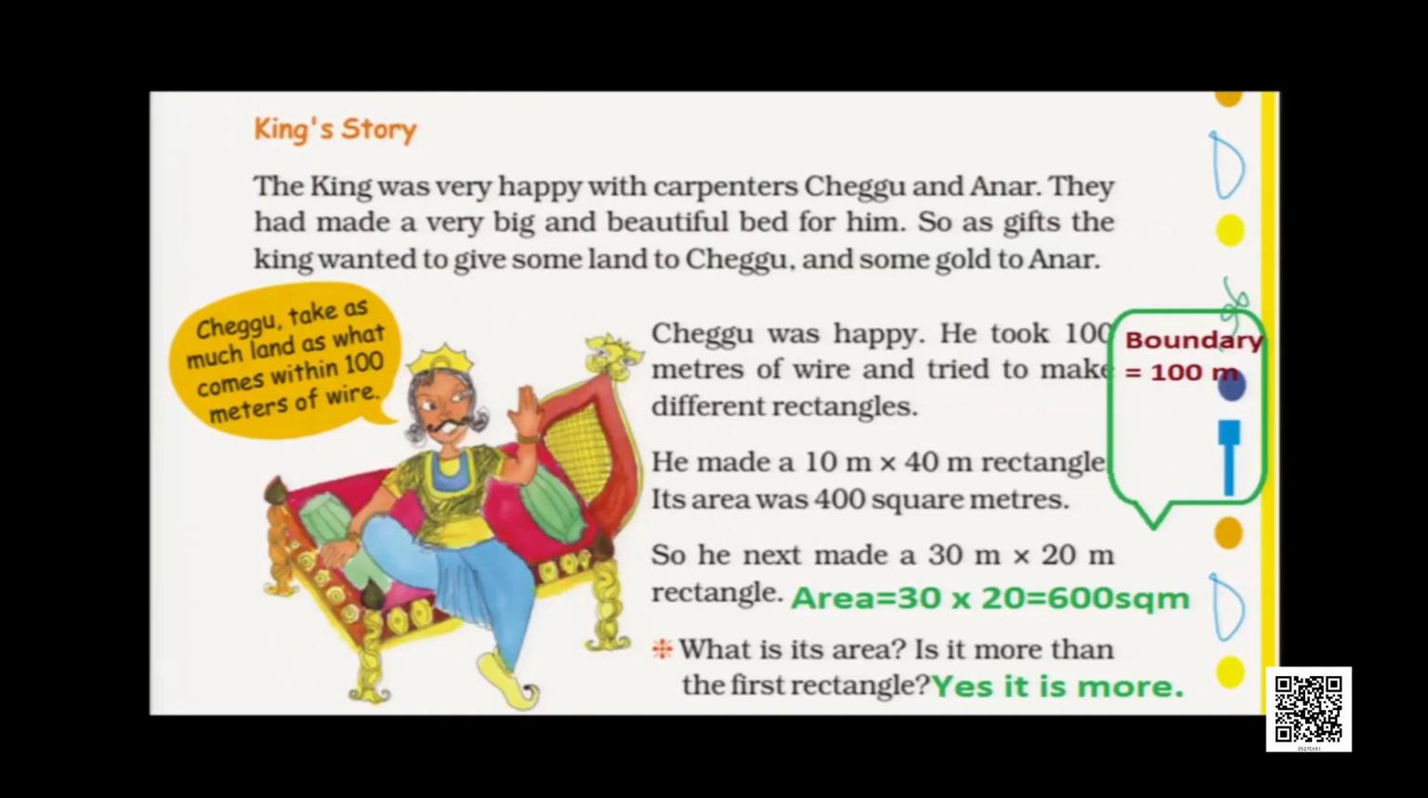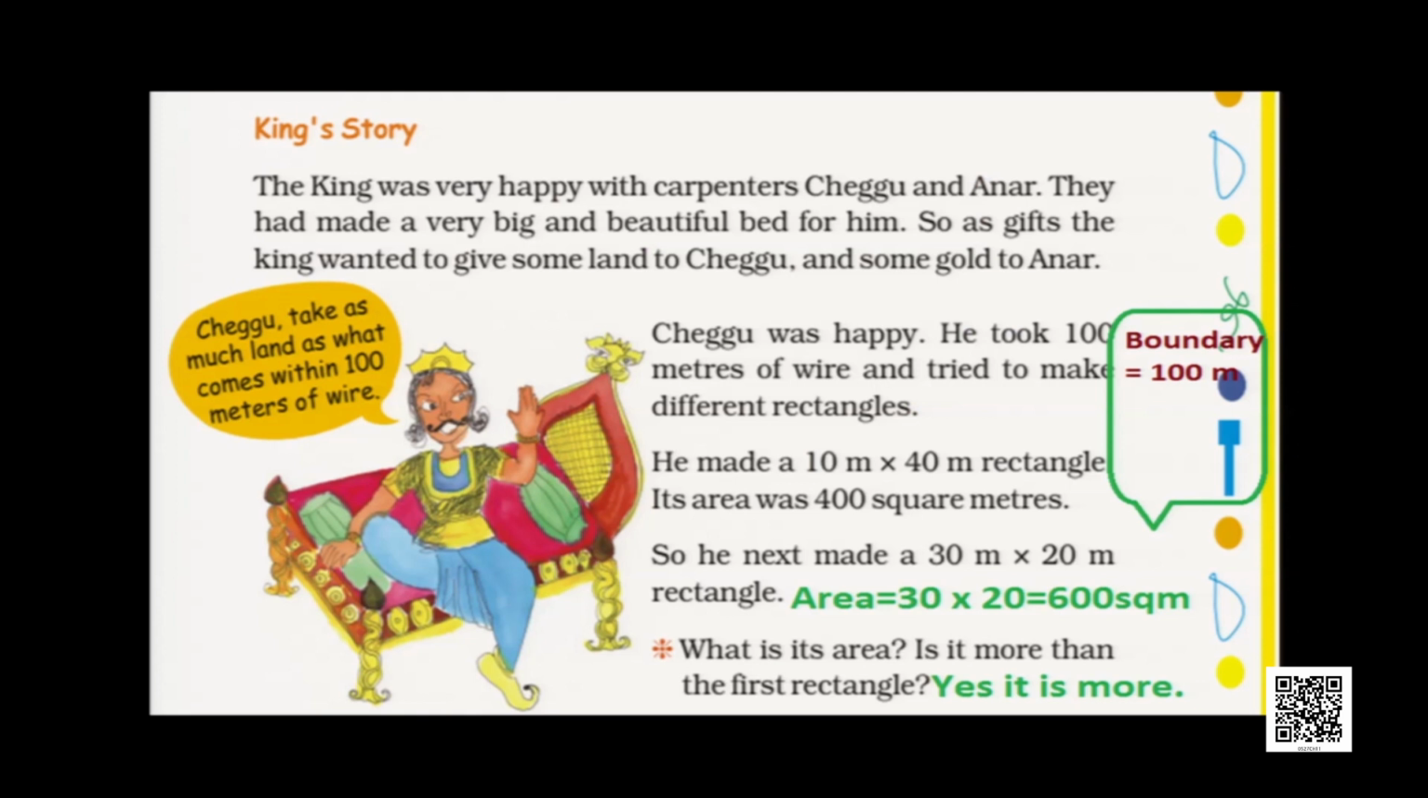Understand? Next, another story is there in your book, that 2 carpenters were there, Chegu and Anar. They made a beautiful bed for the king, and the king was so happy. So he wanted to give them a reward, Chegu and Anar. He said that Chegu, you take as much amount of land that will have a boundary of 100 meter. Okay, so Chegu was so happy.